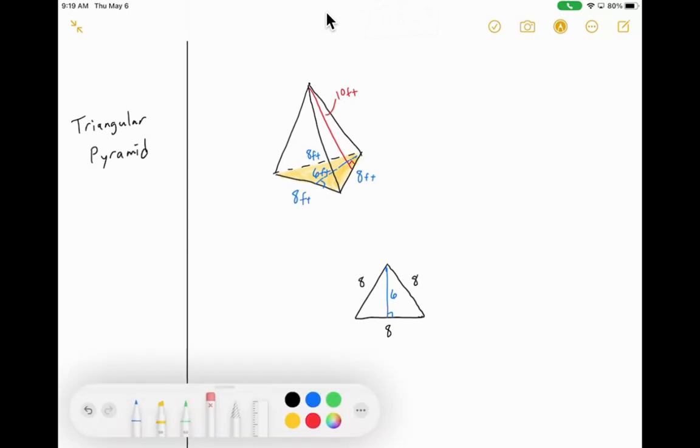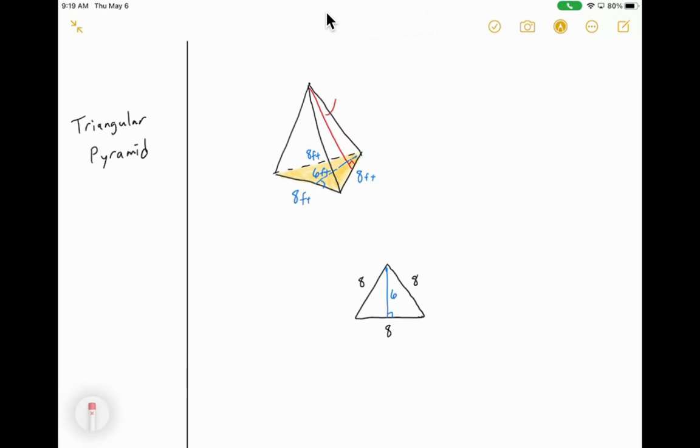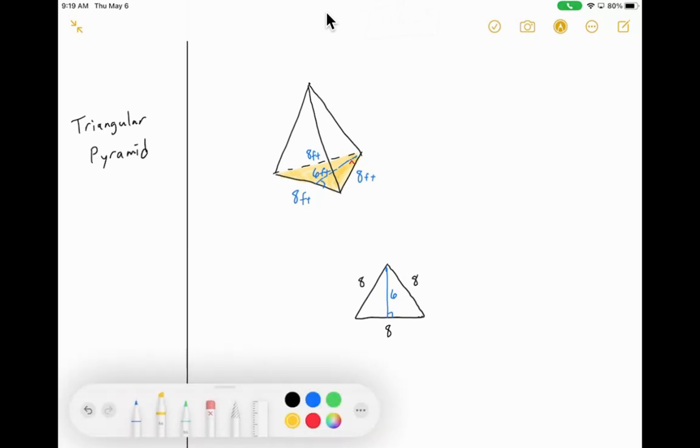Right. Let's go back to that, and I'll take this slant height out for right now, just so you can kind of see a little bit easier. Okay. So that's the 6 right there. That's the base and the height of the triangle, the inside triangle, the yellow triangle.